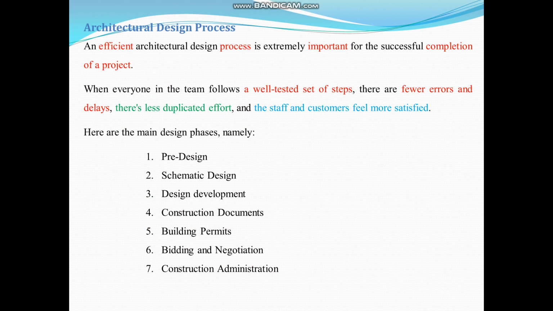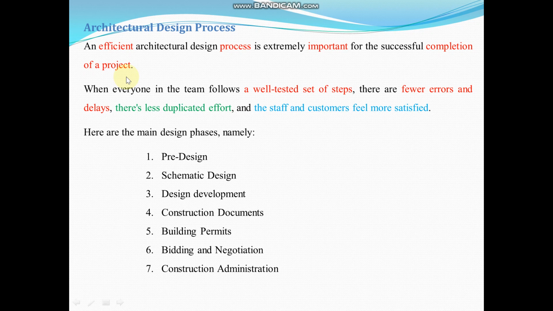Here are the architectural design processes. When we prepare architectural designs or architectural drawings, we have to follow those 7 steps or processes. An efficient architectural design process is extremely important for the successful completion of a project. Why do we need an efficient architectural design? Because it is extremely important for the successful completion of a project. Without efficient architectural design, there is no successful completion of the project.